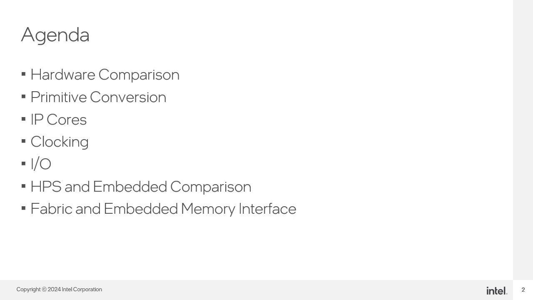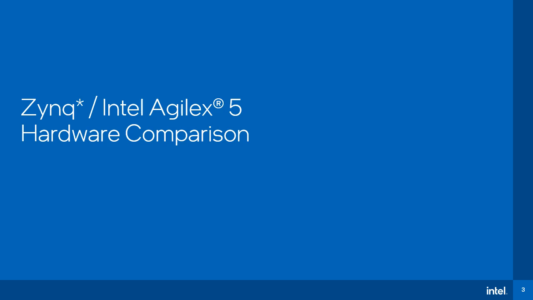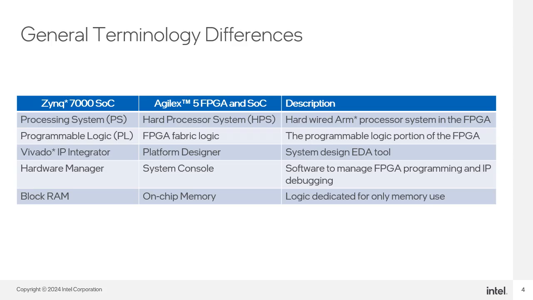I will go over hardware comparisons, primitive conversions, IP cores, the clocking network, I/O, embedded processor comparisons, and the memory interfaces. First, the hardware comparisons. Here are some of the terms for the two FPGAs: the processing system, PS, and hard processor system, HPS, refer to the same type of hardware that exists in the FPGAs, namely the hardwired ARM processors. The programmable portion of the FPGAs are referred to as programmable logic, PL, and FPGA fabric logic.